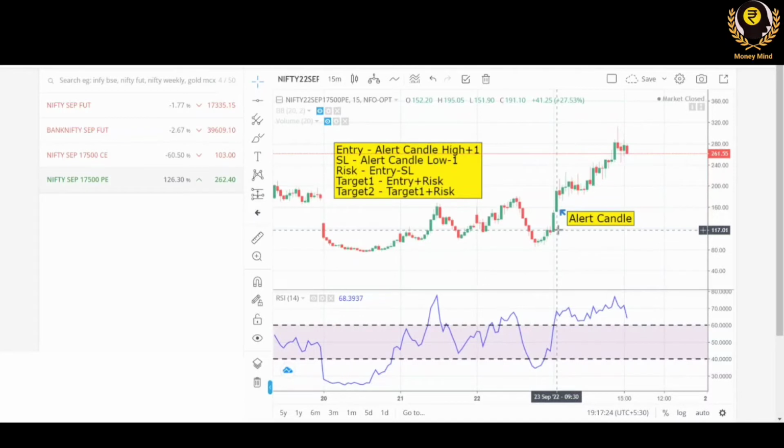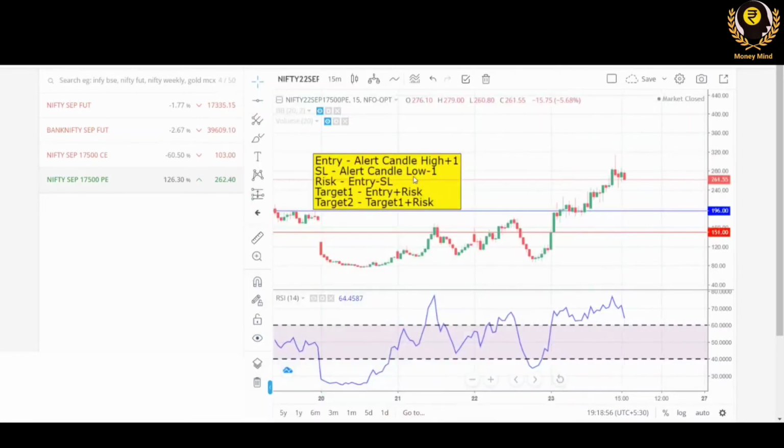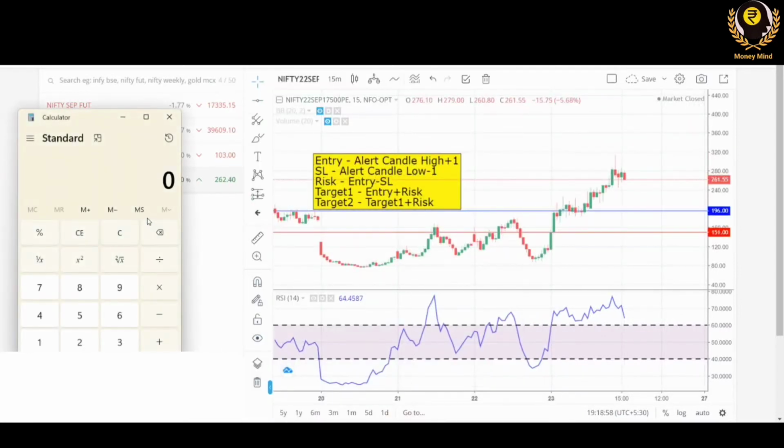My entry minus stop loss is the risk that I'm going to take with this trade. My first target will be the entry point, which is alert candle high plus 1 plus the risk that I'm taking. Second target will be first target plus risk. What is my risk? 45 is my risk.